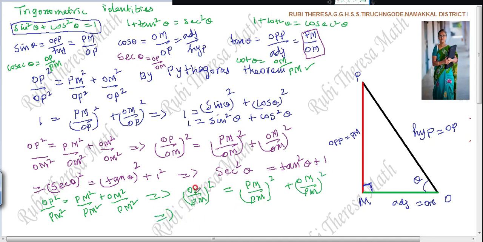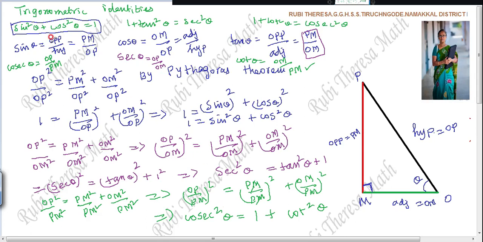Now we know OP by PM is what? Cosecant. Instead of writing cosecant theta the whole square, directly you can write cosecant square theta. Cosecant square theta equal to PM by PM. What will you get? 1. 1 square, that is 1. Plus OM by PM. What is it? Cot. That is cot square theta. So 1 plus cot square theta is equal to cosecant square theta. Do you follow, every one of you?